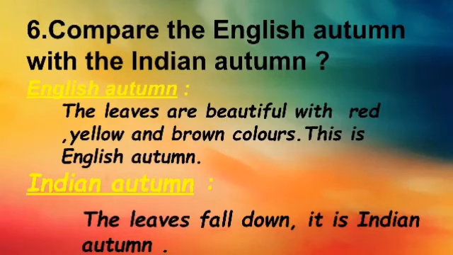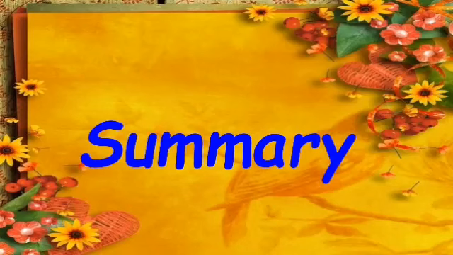Sixth one, compare the English autumn with the Indian autumn. English autumn: the leaves are beautiful with red, yellow and brown colors. Indian autumn: the leaves fall down. Okay children, now let's see the summary of the poem.